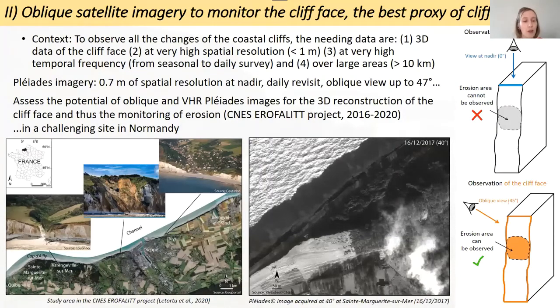Another emerging field of my research on coastal cliffs is the potential of oblique satellite imagery to monitor cliff erosion. To observe all the changes of the coastal cliff, the needed data are 3D data of the cliff face, from the cliff foot to the cliff top, which is the best proxy to observe all erosion events at very high spatial resolution and very high temporal frequency, and over large areas superior to 10 kilometers, in order to observe information on the hydrosedimentary cell scale for relevant coastal management.